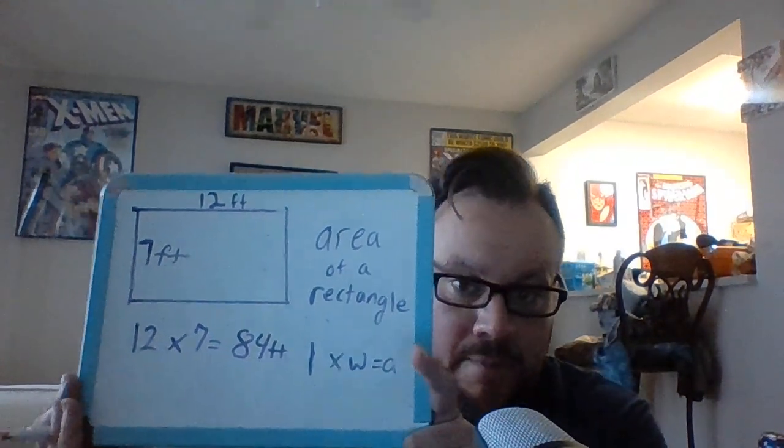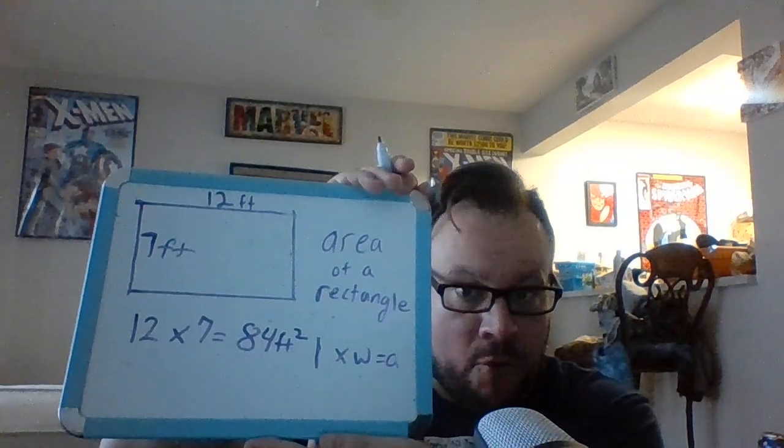But what are we working with? What kind of unit? Are we working with feet, inches, centimeters, meters? No, we're working with feet. So we got to put at the end 84 feet, but 84 feet what? 84 feet squared. Remember, foot times foot. I should write that in there. Foot squared. That's that.